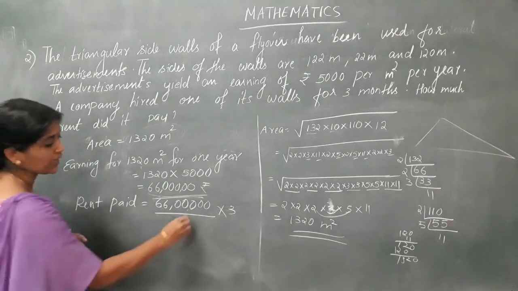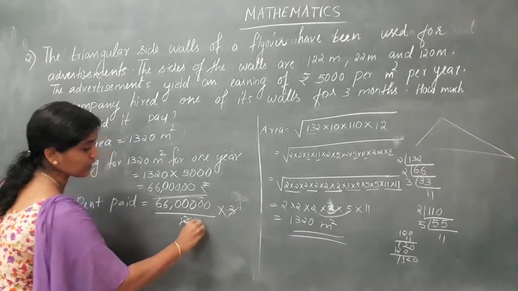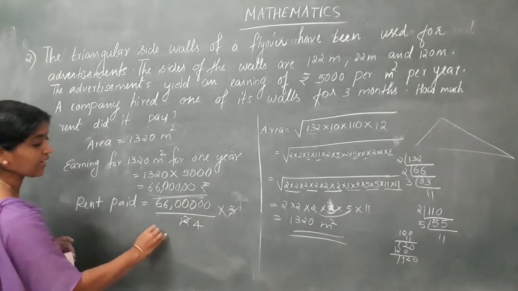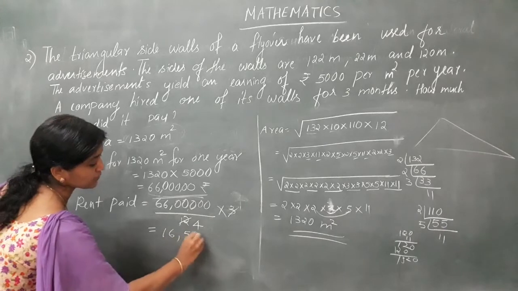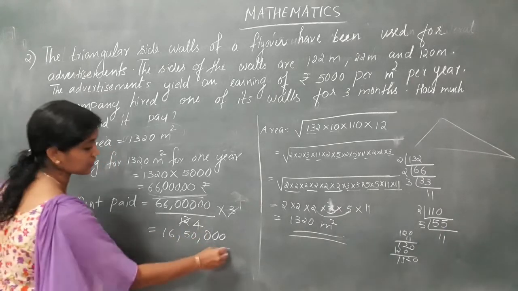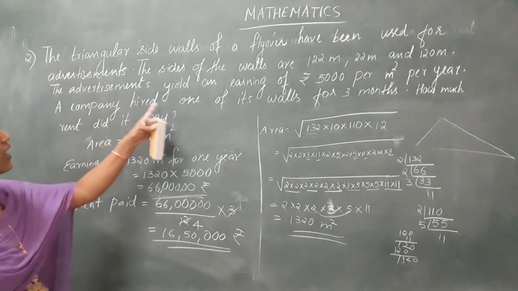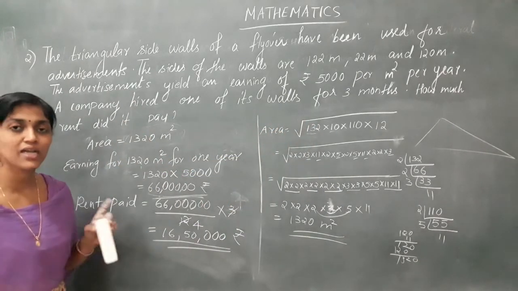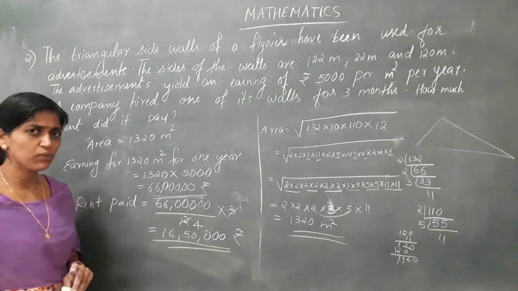Okay, so again 12 and 3 possible, divided by 4 will come. 66 lakh divided by 4. So we will get 66 lakh divided by 4 is 16 lakh 50,000 rupees they have to pay if this company is hiring the advertisement ball for 3 months. That is the triangular ball. Clear? I think it is clear. You have understood what I have done.